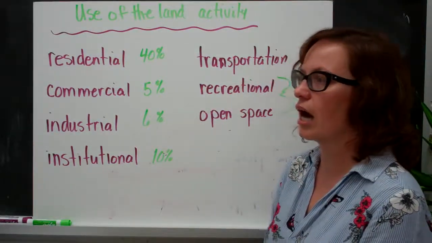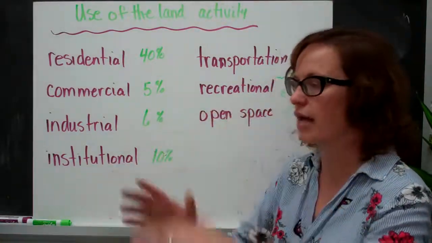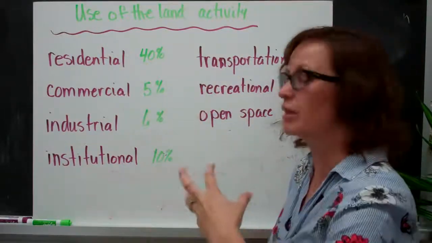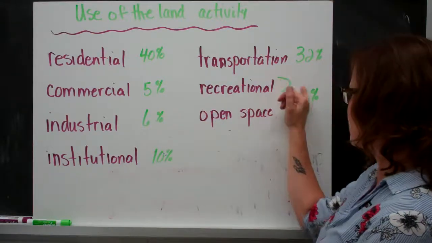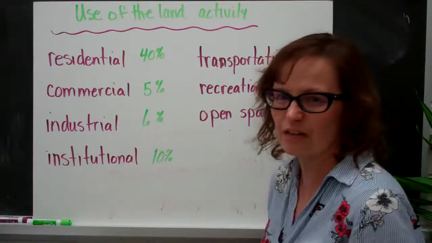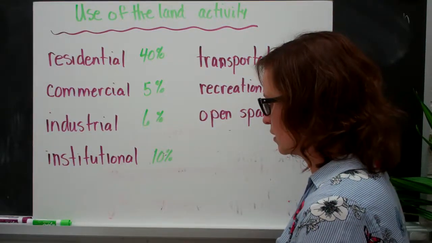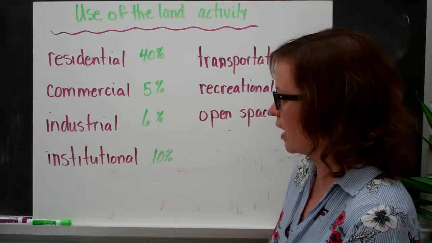Transportation are highways, parking lots, train stations, railway lines, airports. So basically all those things that help us get from one place to another, and that's 32%. Recreational and open space, those are combined and they take about 7%. And those are things like playing fields, sports fields, cemeteries, large parks, golf courses. That's what's classified in that.